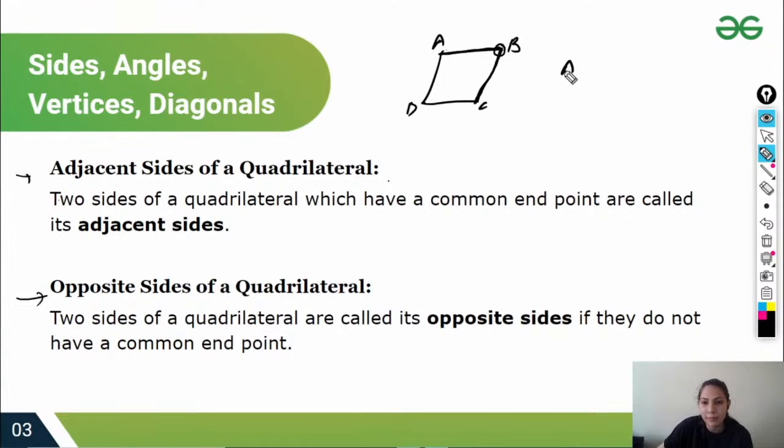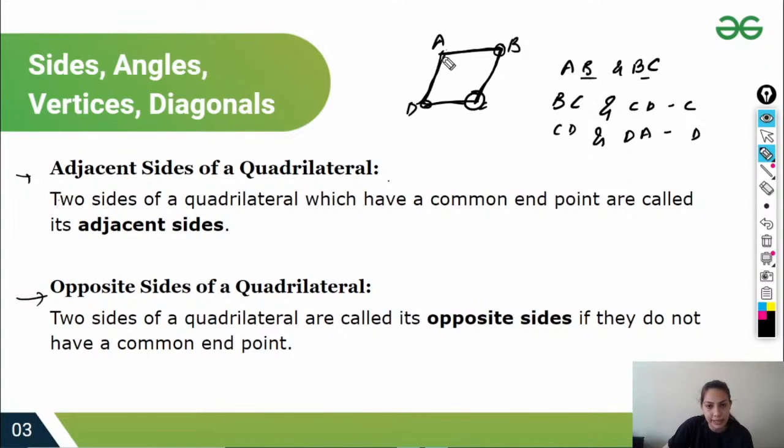For example, AB and BC are adjacent sides because the common point is B. Similarly, BC and CD are adjacent sides. Why? Because they have the common point C. Now, CD and DA. What is the common point? D. So these are adjacent sides. Similarly, DA and AB are adjacent sides because they have a common endpoint, or common vertex, that is A. So these are called adjacent sides of a quadrilateral.